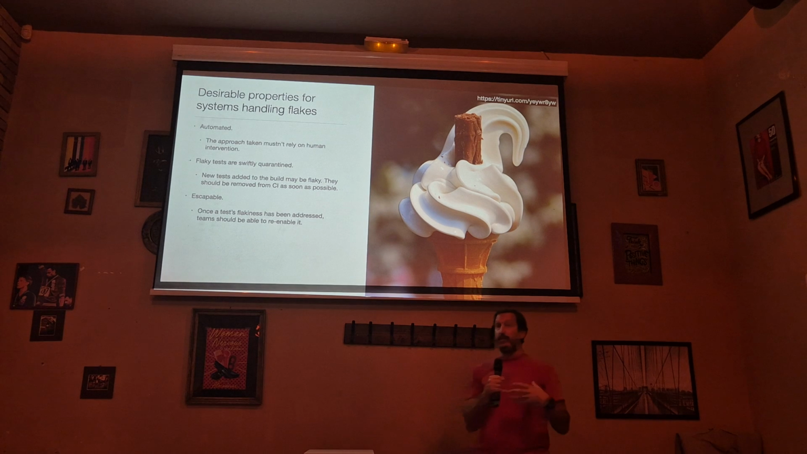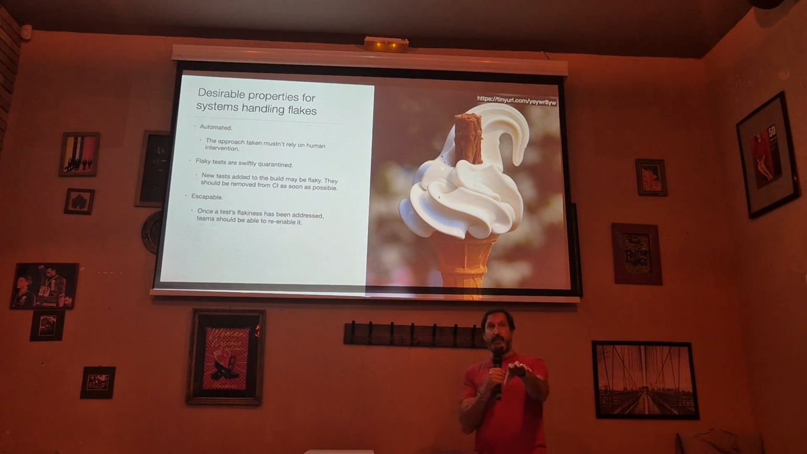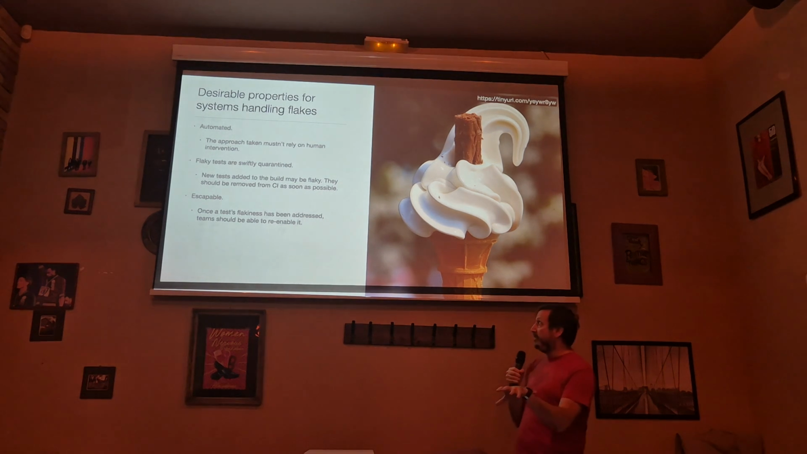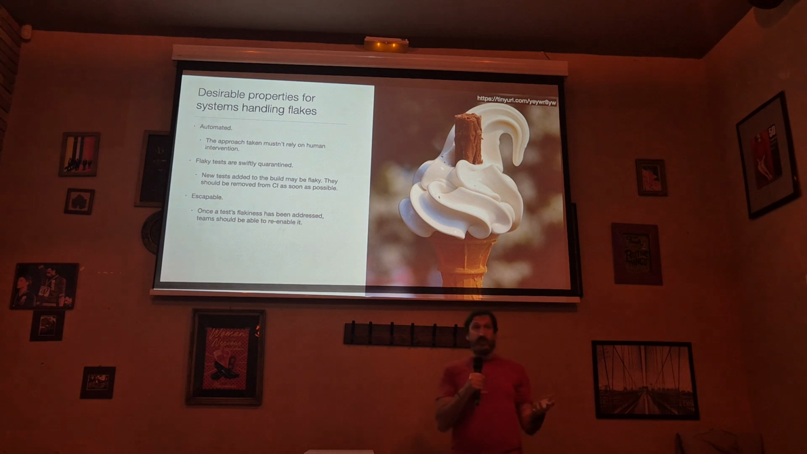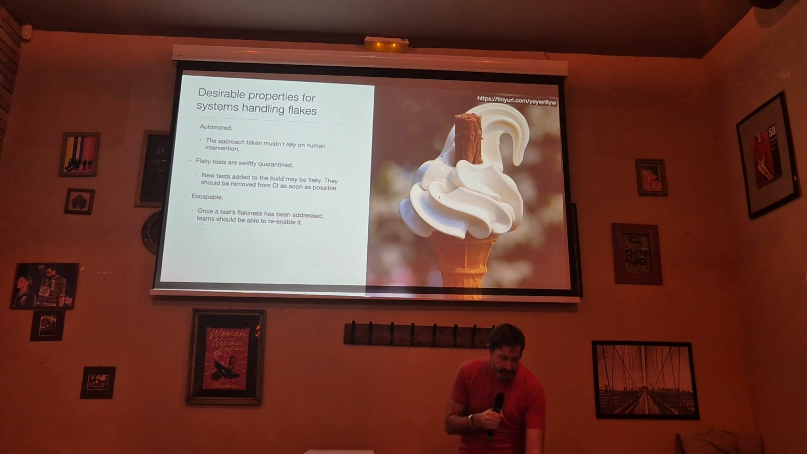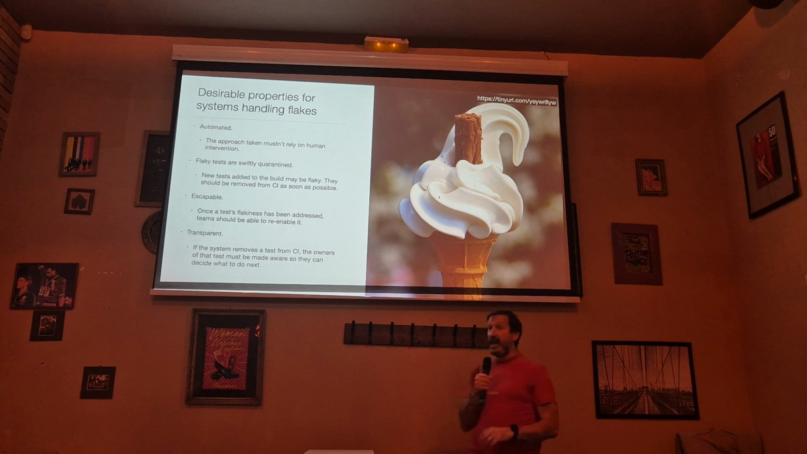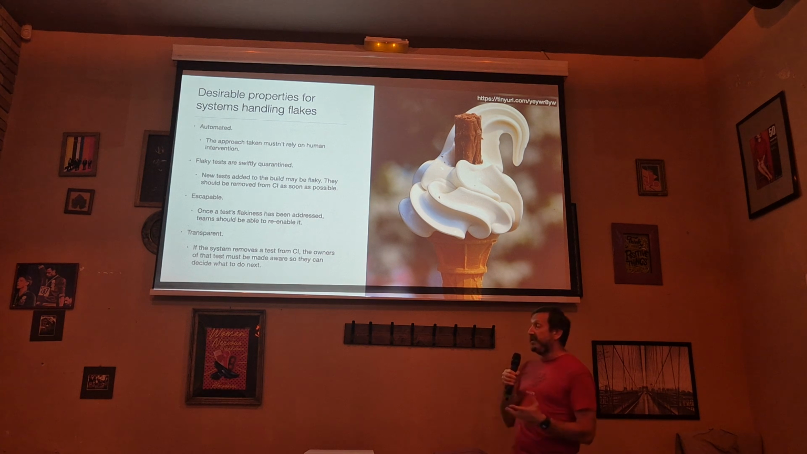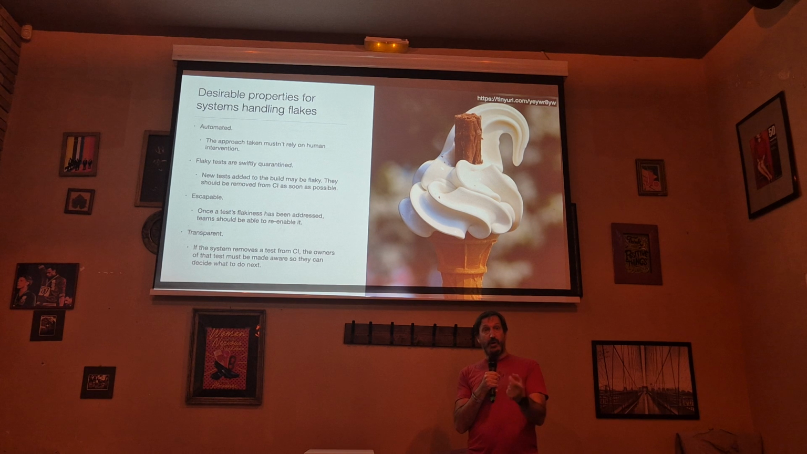But it needs to be escapable. If you have quarantined a test and it is now working, you need to be able to put that back into the general population of tests that feature as part of your CI pipeline. Seems pretty obvious, but you know, people forget this. And it needs to be transparent. If a system removes a test from CI, people need to understand why it is being taken out, and they need to be given an action item that they can follow in order to make sure that test is either fixed, deleted, or otherwise changed.